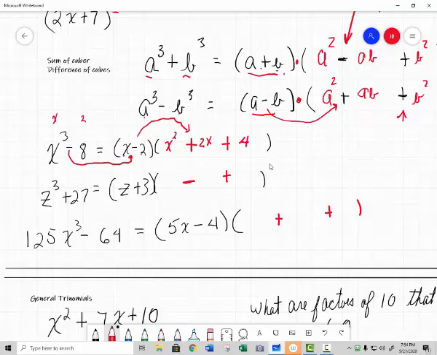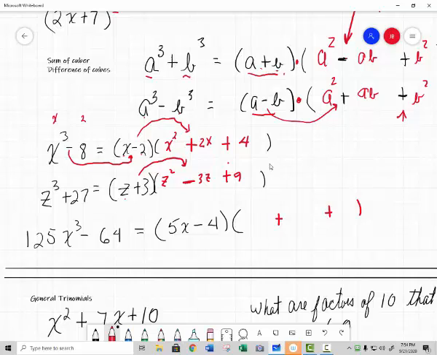If I have z cubed minus 27, I know the cube roots are z and 3. This time I've got a plus, so this sign's going to be the opposite of it, and this sign's always positive. It is the first term squared. It is the product of the two terms. It is the last term squared. And that's all there is to sum or difference of cubes.